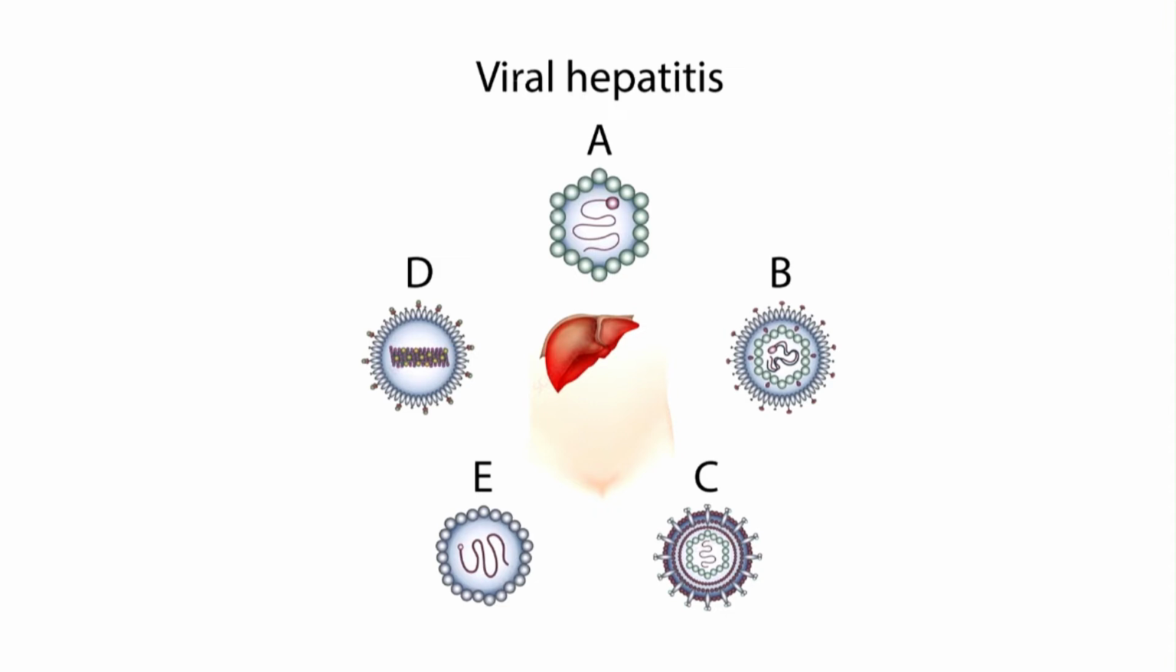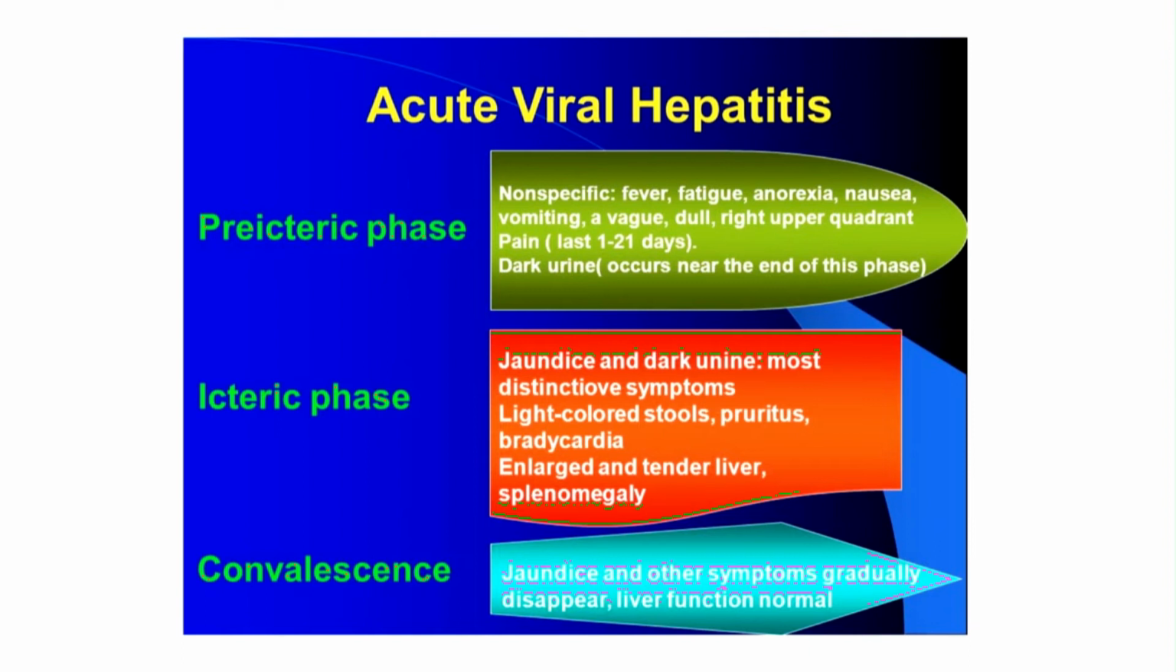There's another thing, the incubation period for these viruses is also different. For example, in case of type A, which usually occurs in children, in the primary schools, it usually takes around 3 weeks, while for type B, C, D, the course of the disease is longer. That means it takes more than 3 weeks, for example, 50 days or 100 days. So the clinical course of viral hepatitis can be classified into 3 phases. This applies to acute viral hepatitis.